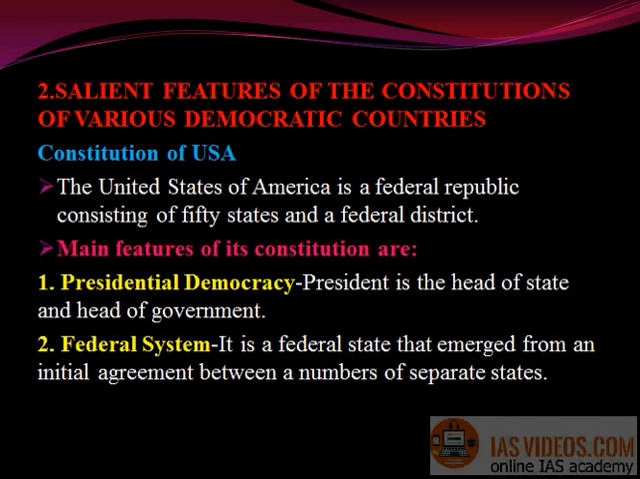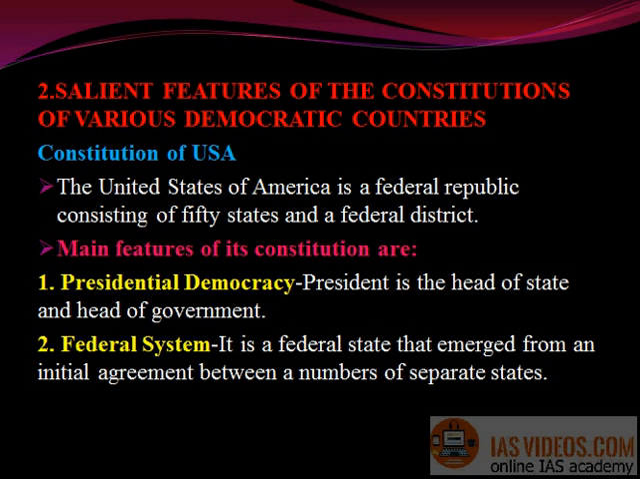Salient features of the constitutions of various democratic countries. Constitution of USA. The United States of America is a federal republic consisting of 50 states and a federal district. Main features of its constitution are: presidential democracy. President is the head of state and head of government.